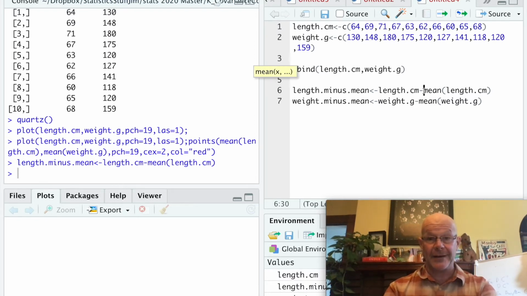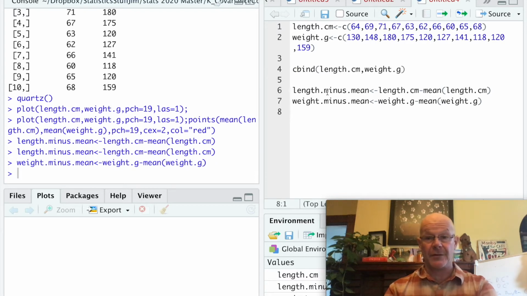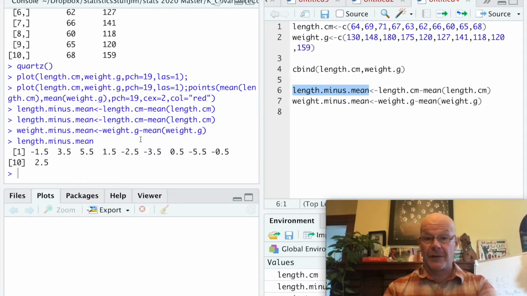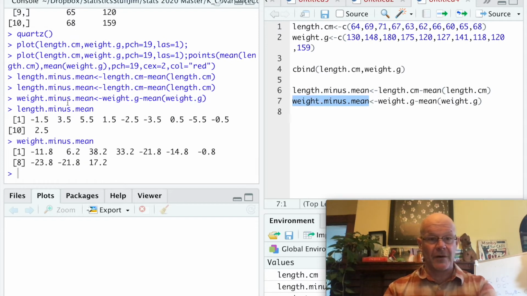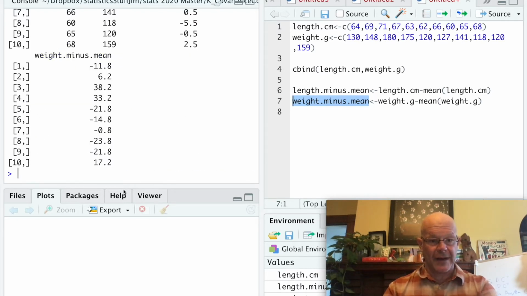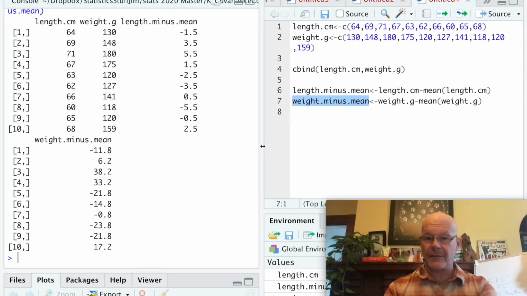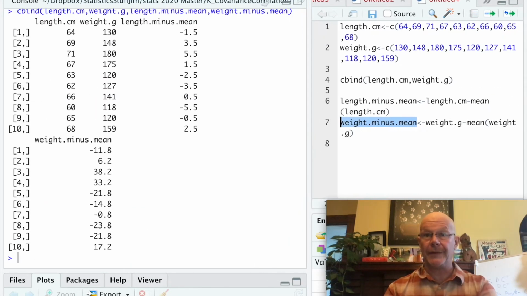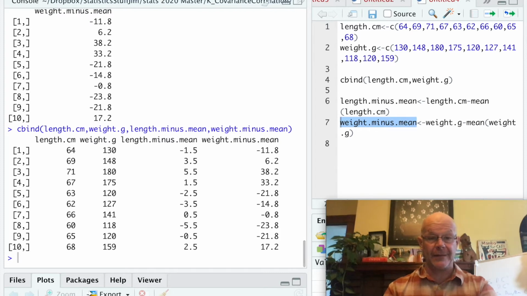So I'm going to go ahead and do that, have the computer do some arithmetic. Now I have a vector, and there's all of my length minus means. Again, you can see some of those individuals are negative, some of them are positive. Likewise, we can do the same thing for weight minus mean. Some of them are negative, some of them are positive. And we could even look at them side by side if I had my window the appropriate width. Let's try that again. There we have it.